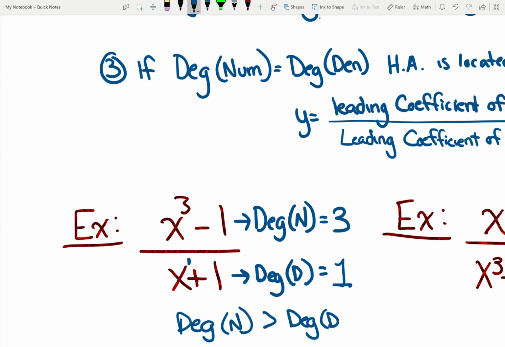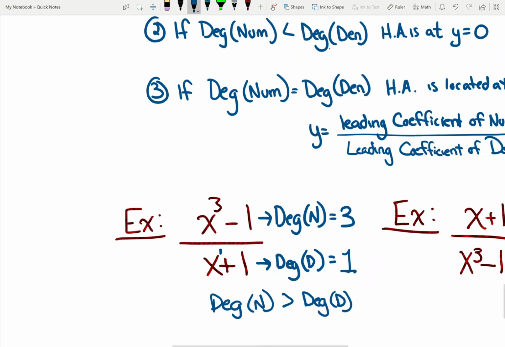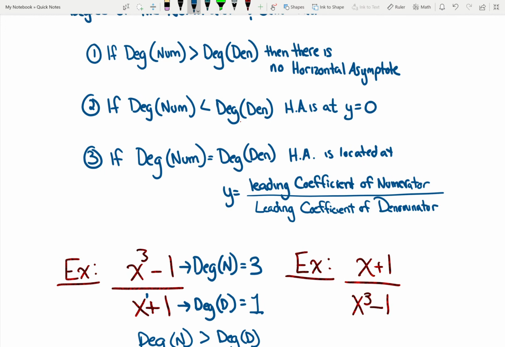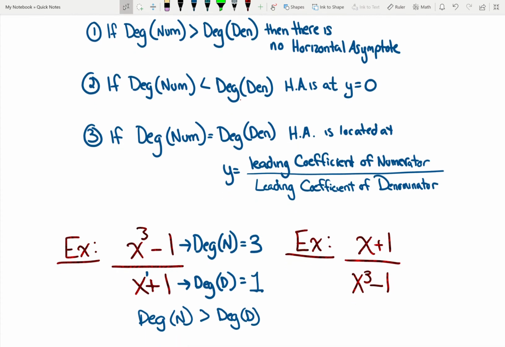So let's see which rule we would have to apply. We come up to our rules list, and where does it say degree of the numerator? Well, that's our first rule. If the degree of the numerator is greater than the degree of the denominator, then there is no horizontal asymptote. So if your question is asking you, what is the horizontal asymptote for this function? You say, none. Just say doesn't exist. Okay.